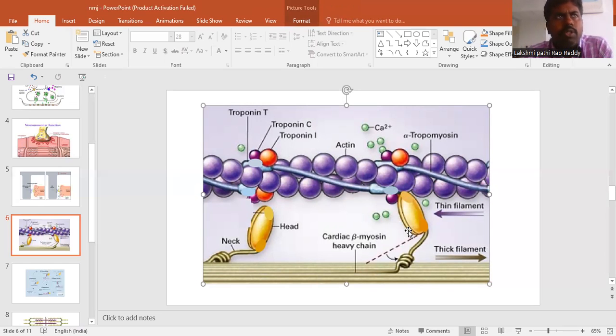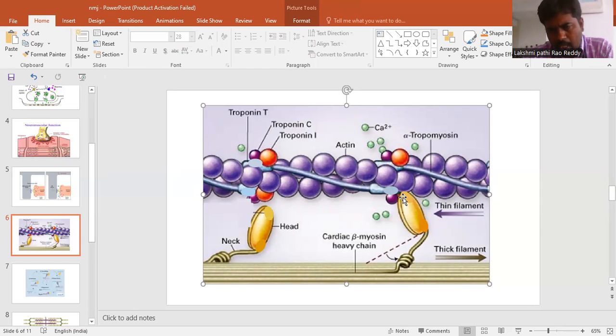ATP splits into ADP plus inorganic phosphate. Then it releases the energy, and the energy is utilized by the head of the myosin filaments.